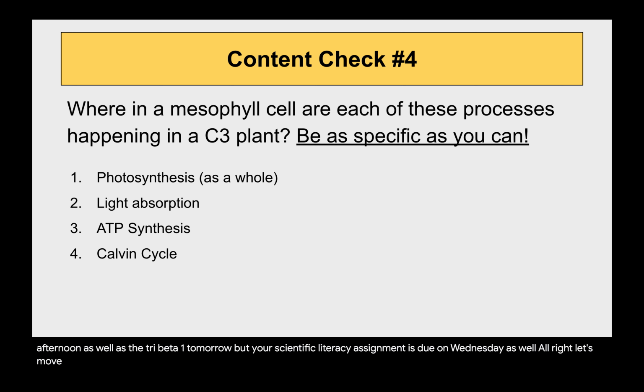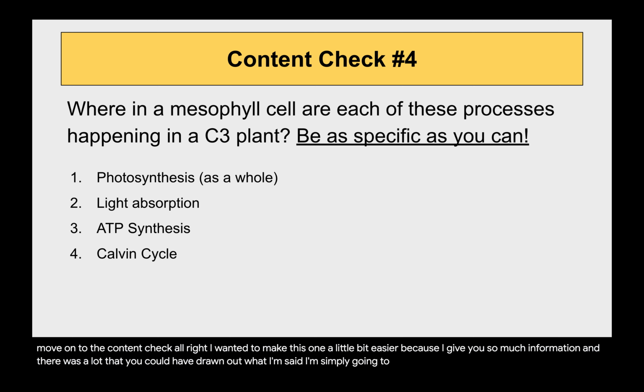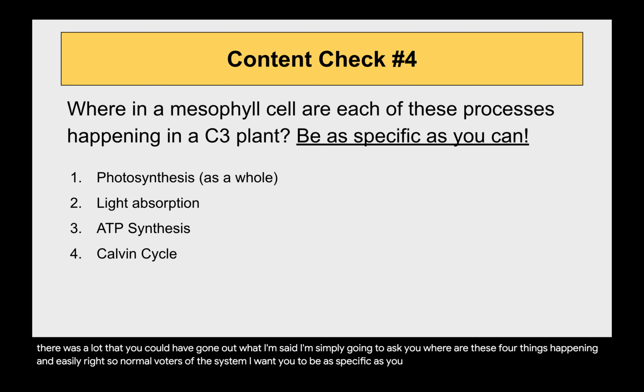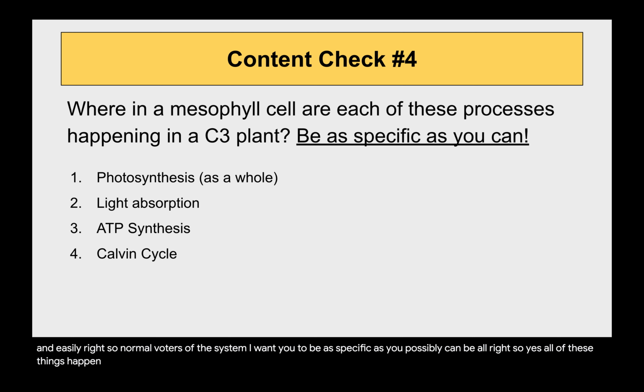All right, let's move on to the content check. I wanted to make this one a little bit easier because I've given you so much information, and there was a lot that you could have drawn out. Instead, I'm simply going to ask you, where are these 4 things happening in a C3 plant? So normal photosynthesis. I want you to be as specific as you possibly can be. Yes, all of these things happen in a chloroplast. They all happen in a mesophyll cell. But can you be more specific than that?